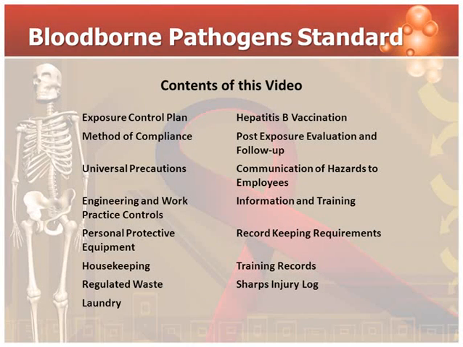In this video, we will go over the exposure control plan, methods of compliance, universal precautions, engineering and work practice controls, personal protective equipment, housekeeping, regulated waste, laundry, the hepatitis B vaccination, what will happen should there be an exposure, communication of the hazard to the employees, information and training, record-keeping requirements, training records, and sharps injury log.